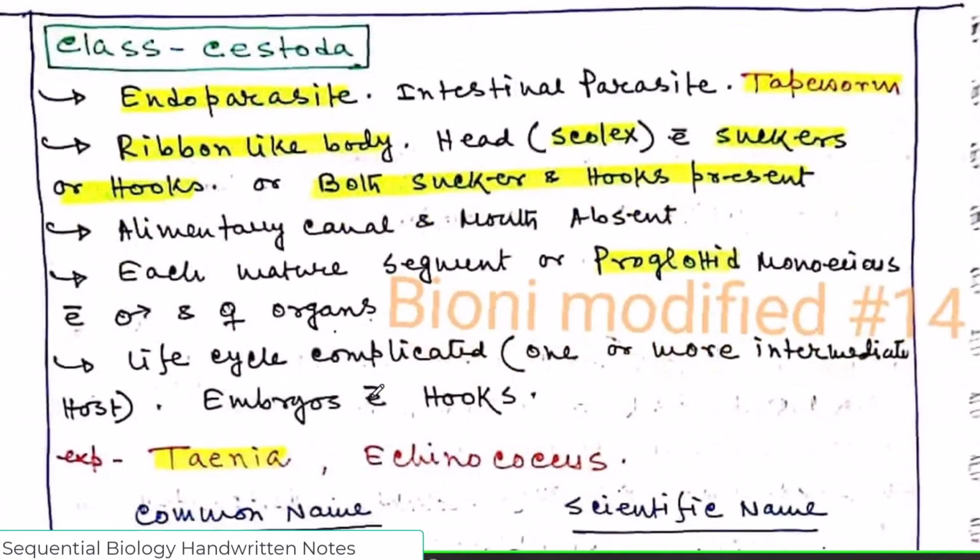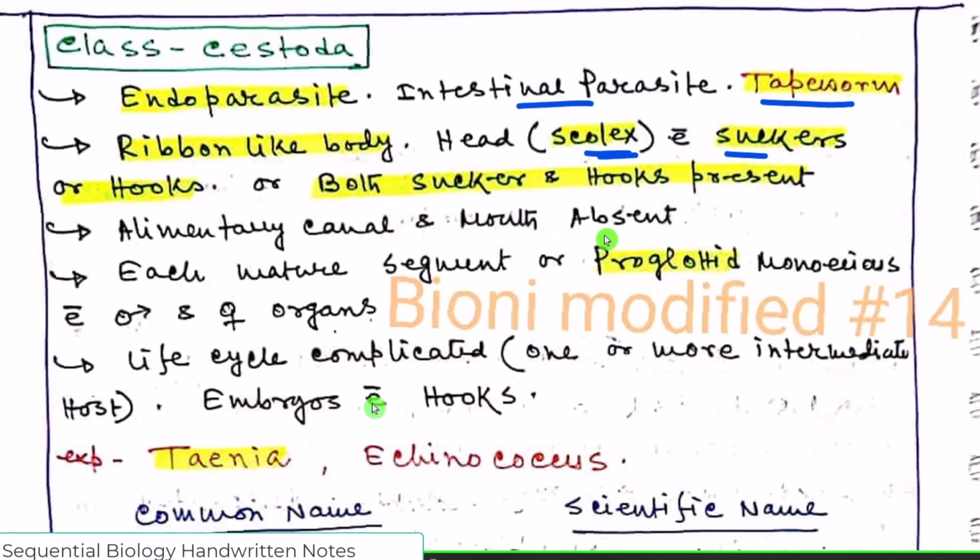Now the class Cestoda, they are endoparasites. That means they only reside inside the body of the host. They are intestinal parasites. They reside in the digestive system of humans. They are called tapeworms. They have a ribbon-like body and the head is known as the scolex, and in this scolex either suckers or hooks are present, or both suckers and hooks are present, in representatives of this class.